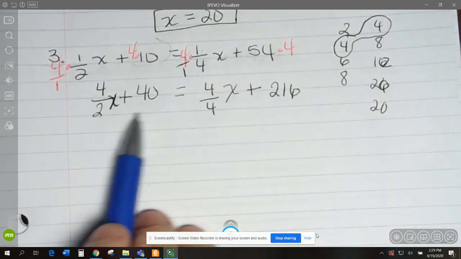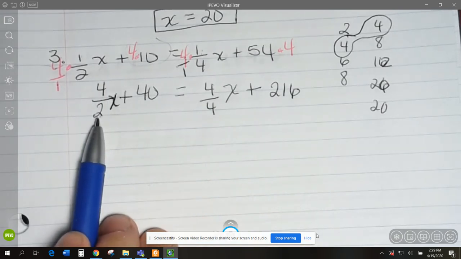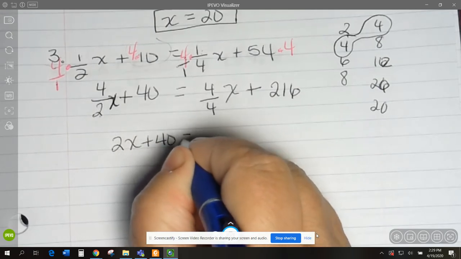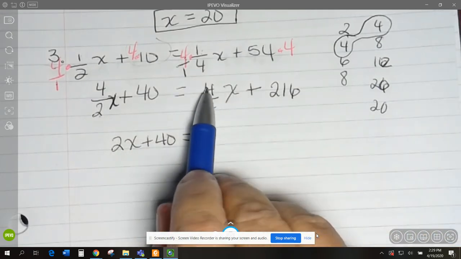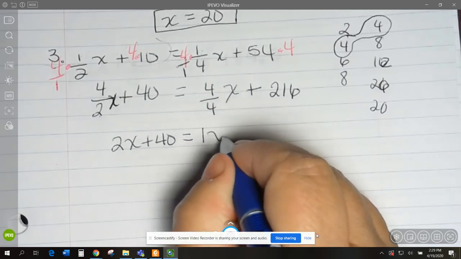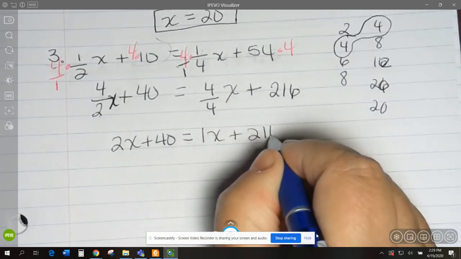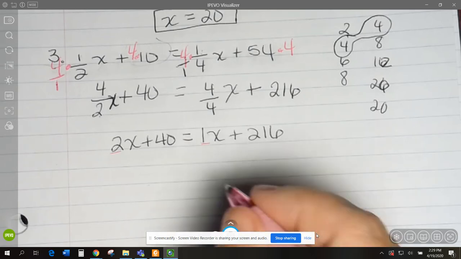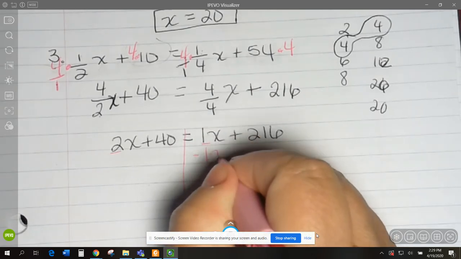Now let's simplify these fractions. 4 divided by 2 is 2, so we have 2x plus 40 equals 4 times 4 is 1, so we have 1x plus 216. Now, we have variables on both sides. So we need to get rid of the variable with the smallest coefficient. Our coefficients are 2 and 1. 1 is smaller, so we're going to get rid of the 1x by subtracting it out, but we got to do it on both sides.